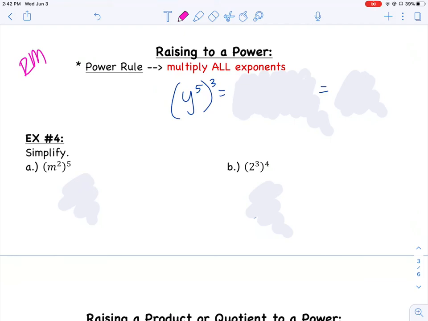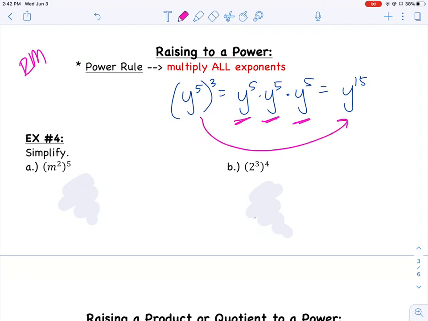So let me show you an example. If I have y to the 5th and I want to cube it, well, doesn't cubed mean I have 3 of those same exact things that I want to multiply together? So y to the 5th cubed really means I have y to the 5th times another y to the 5th times another y to the 5th. Well, if I have 5 here and another 5 here and another 5 here, how many y's do I really have altogether? Well, don't I have 15? So you can write it all out. Or instead, what did I just do with the exponents? Well, I can just multiply them. And so anytime I'm taking a power and raising it to another power, I can just multiply the exponents.